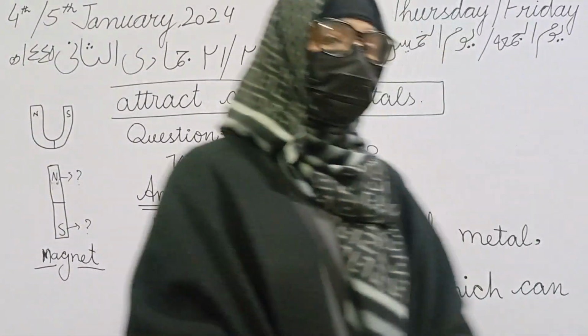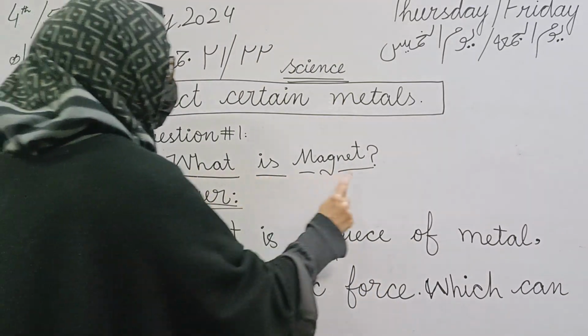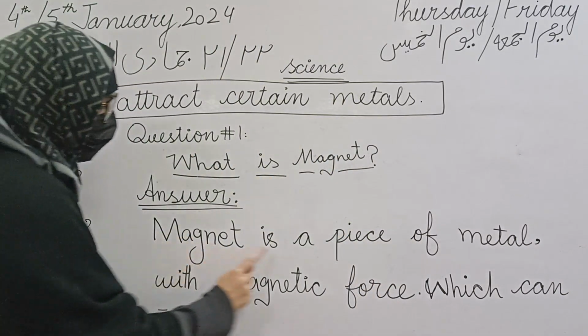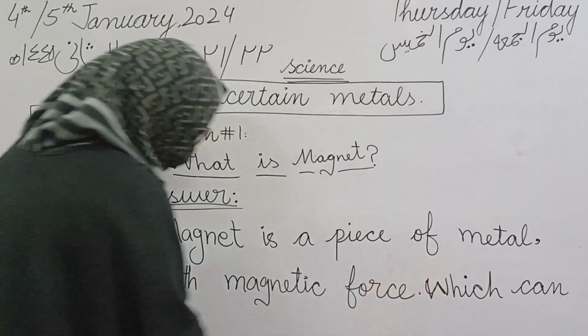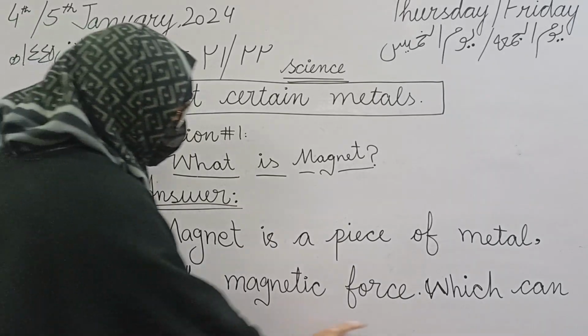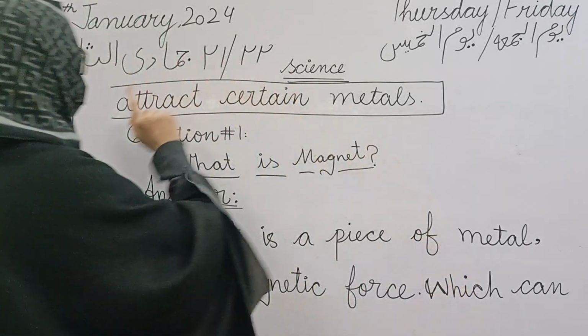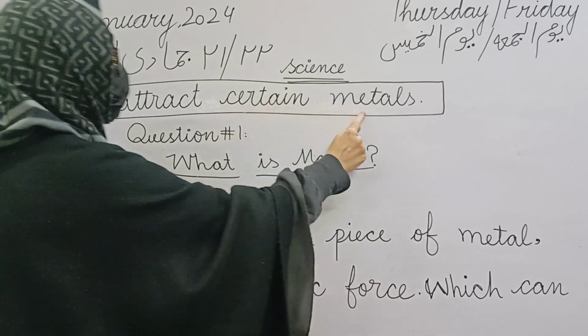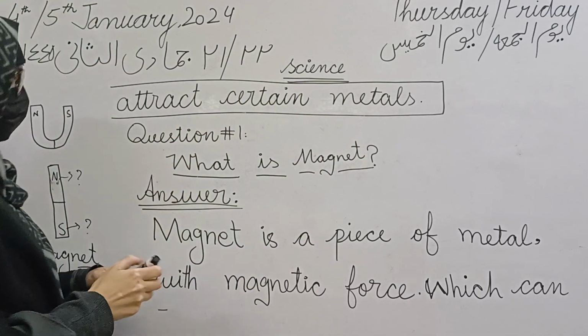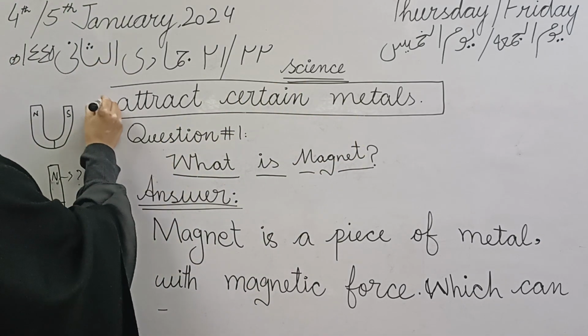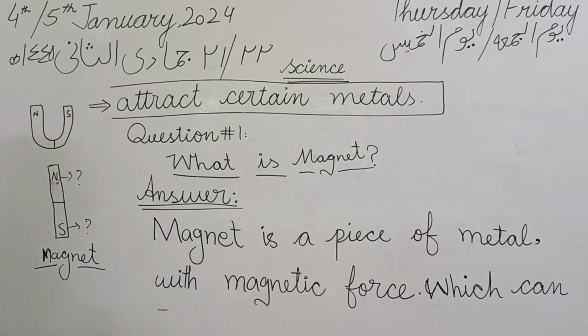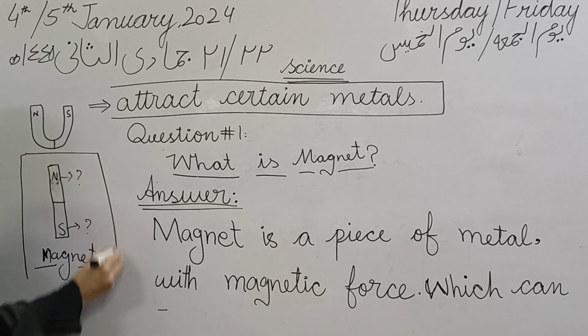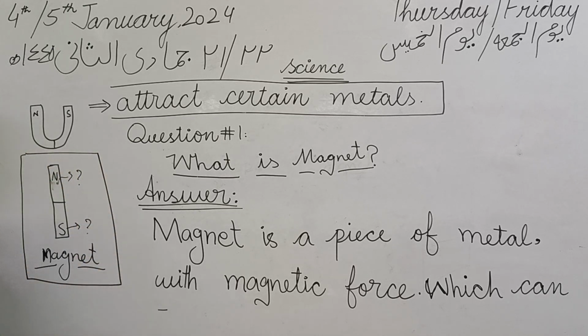So, the last question, what is magnet? Magnet is a piece of metal with magnetic force which can attract certain metals. And you have to draw the diagram. This diagram is mandatory. Okay?